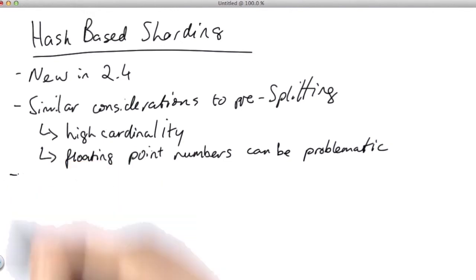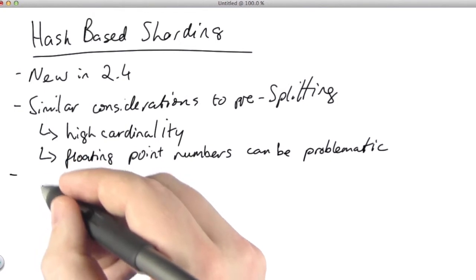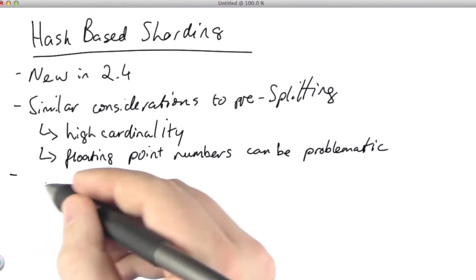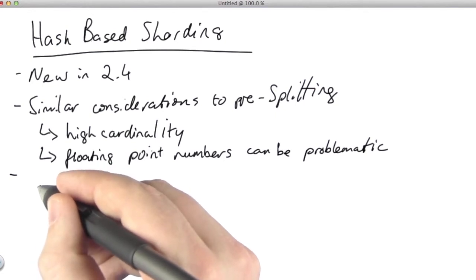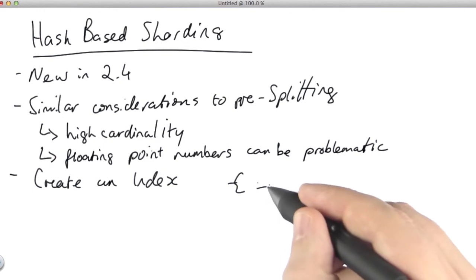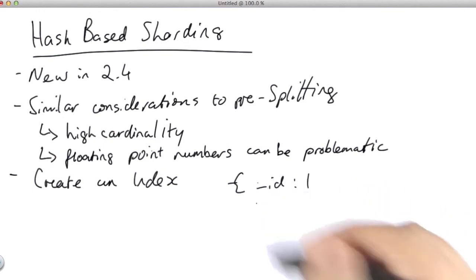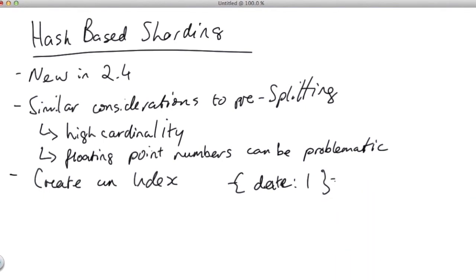So what's MongoDB actually doing here? Well, what you do is you pick a field, and in our example, I'm going to use the classic _id again. And on that field, you create an index. Up until now, we've been creating indexes with something like _id 1 or date 1, something like that. That's what we've been passing in when we're doing an ensureIndex command, something along those lines.